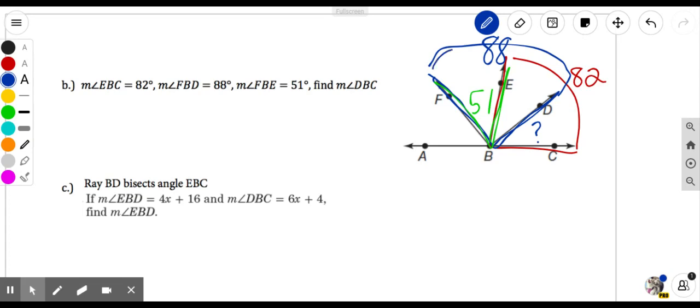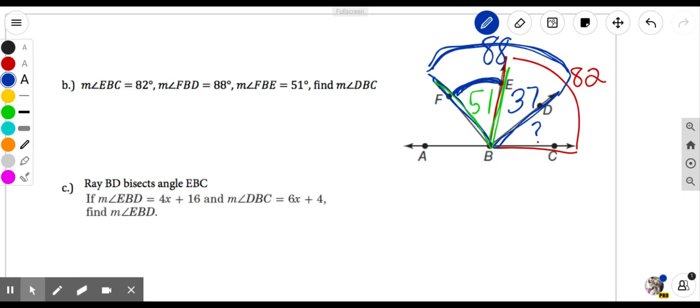Basically, see how this blue one is 88 and this green one is part of it. So this green one plus this empty one would add together to give us 88. So if we just do 88 minus 51, that will give us EBD. So 88 minus 51, that would be 37. So that angle is 37.